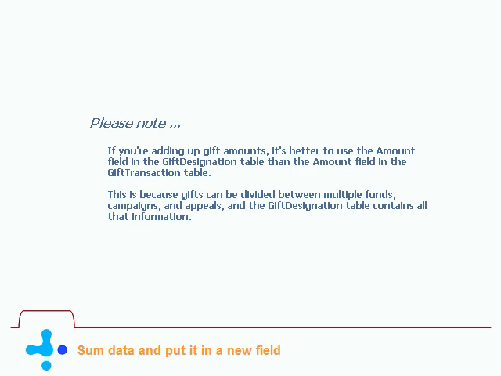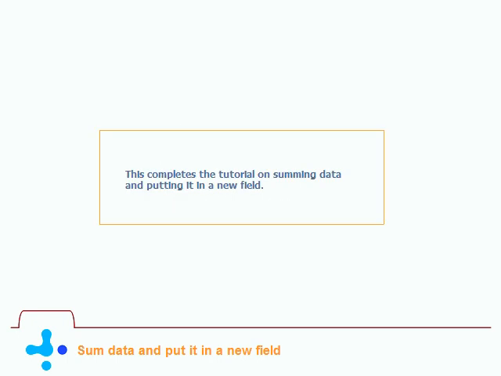Please note, if you're adding up gift amounts, it's better to use the amount field in the gift designation table than the amount field in the gift transaction table. This is because gifts can be divided between multiple funds, campaigns, and appeals, and the gift designation table contains all of that information. This completes the tutorial on summarizing data and putting it in a new field.